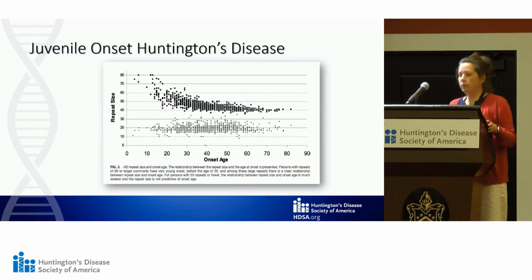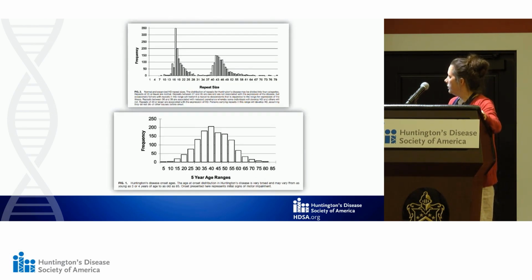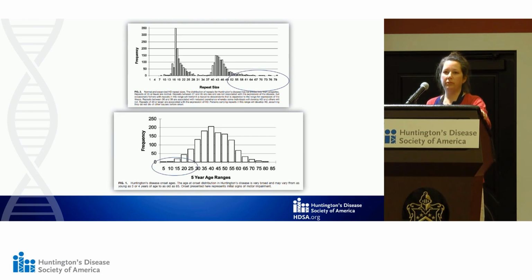So the mean age of onset is 40, right, in your 40s. That's adult onset. But what we're talking about is this group, right? Way over here in the corner, where you have onset before the age of 20, most classic phenotype before the age of 10, and it's associated with these much higher CAG repeats. So this is a group that we're talking about. CAG repeats above 50 and age of onset below the age of 20.